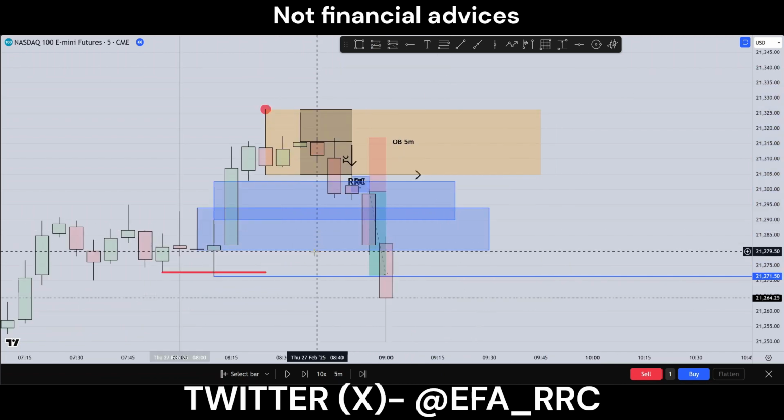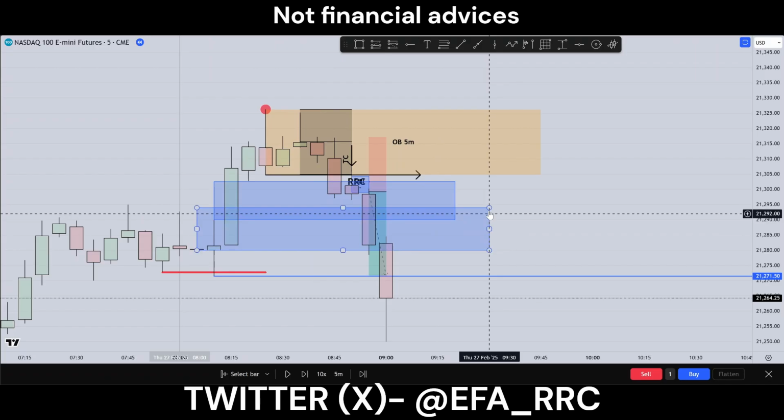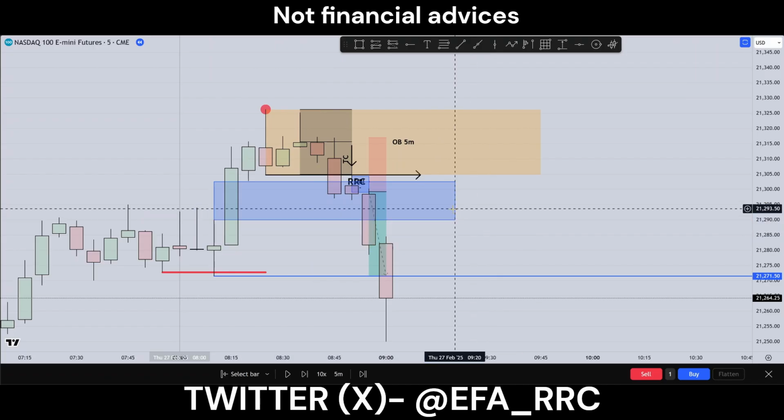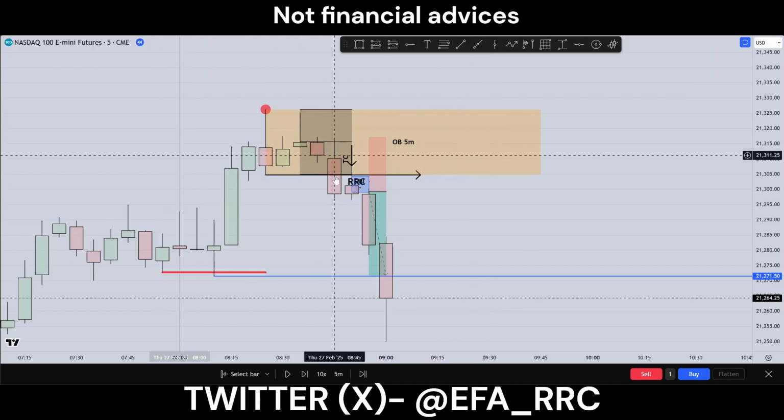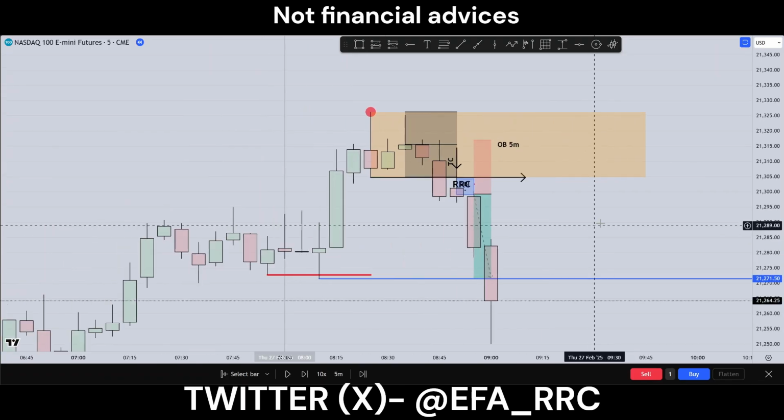ICT is bullshit, guys. The concepts like fair value gaps and order blocks, he just named them, but they're old concepts. Fair value gaps are imbalances or momentum. It's really old. Order blocks are supply and demand, okay? It's just a zone before price starts a reverse move.